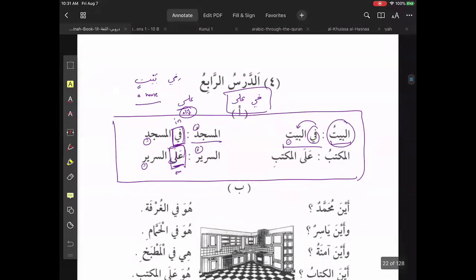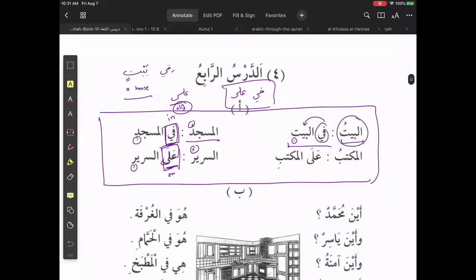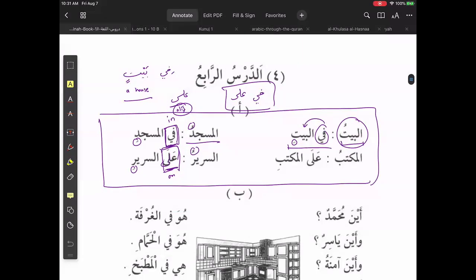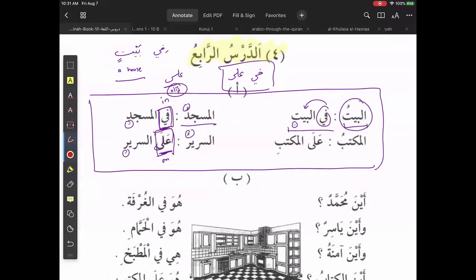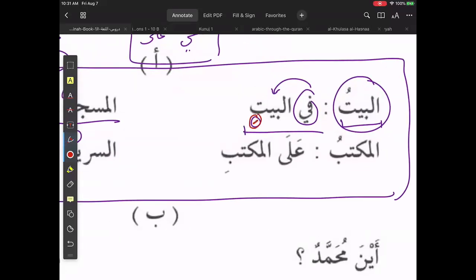Oh, it looks like we did something before. So, we're starting with Dars al-Rabi', the fourth lesson, right? Last time we talked about a few of them. They show al-baytu, then you say fil bayti. Here's our kasra. Why? Because fi is harful jar, and the bayt is majrur, which means it takes kasra.